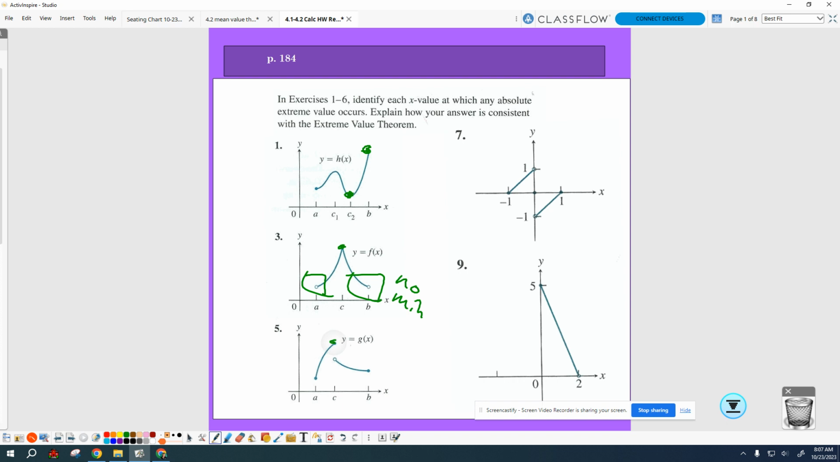This one has an absolute max here, because it was closed. What is that guy down here? It's a hole, but is it a max, a min, or what? It's neither. This is the absolute minimum. What's this guy? Local min. Local minimum. Miriam, what about this?